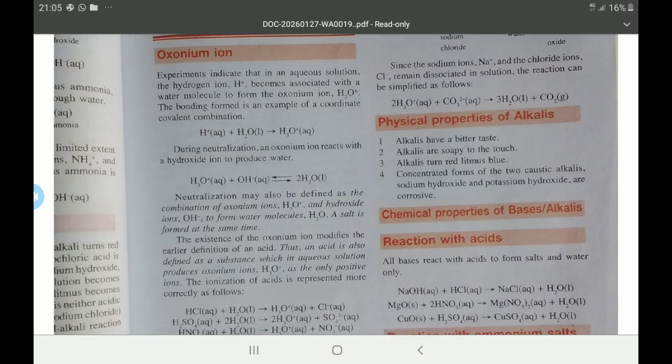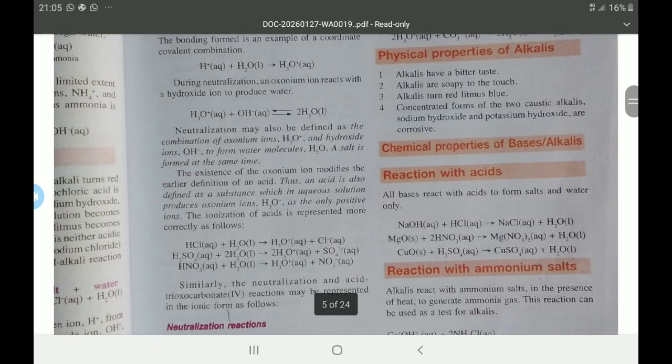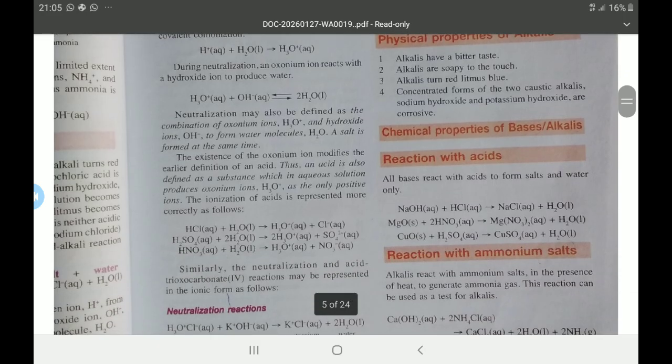Chemical properties of bases, that is alkali. Another name for bases is alkalis. Reaction with acids. That's number one. All bases react with acid to form salt and water. All bases. You will be asked in exam. Bases react with acid to form dash. So you should know that it's salt and water.